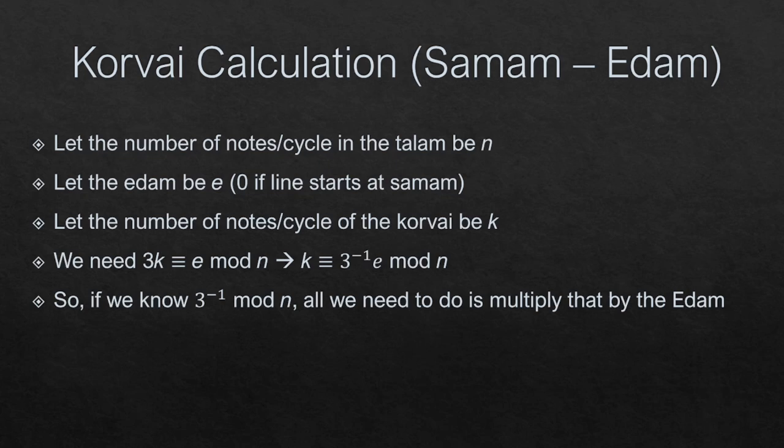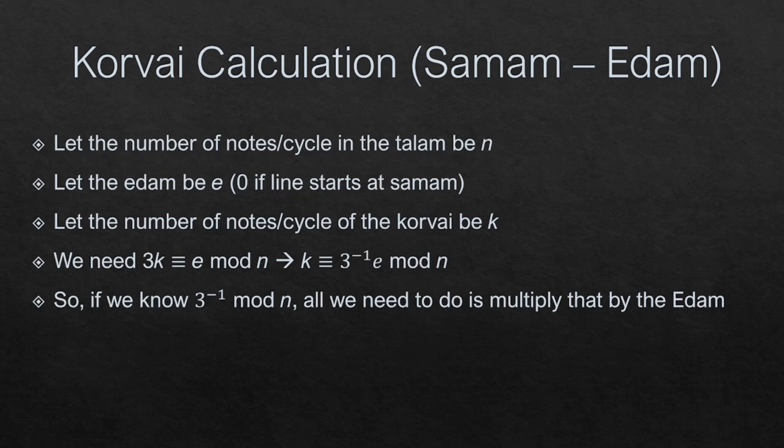And then let's say you have k notes in each cycle of the coding. That's how many notes you want to make. You're singing the coding 3 times, so you're singing 3k notes. So 3 times k has to be congruent to e mod n. So 3k has to be congruent to e is the equation that we're working with.